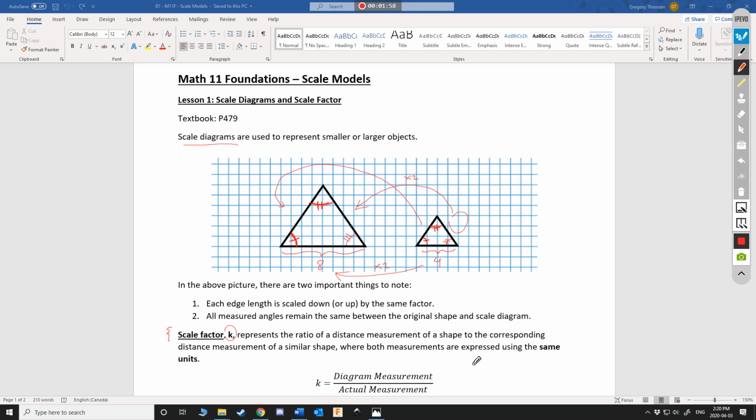So if the diagram is measured in centimeters, for me to find the scale factor, my actual thing has to be in centimeters as well. If my diagram's in inches, my actual thing has to be in inches as well. If it's in meters, it has to be in meters as well. So basically, we have to see those units cancel out if we are going to use scale factor.